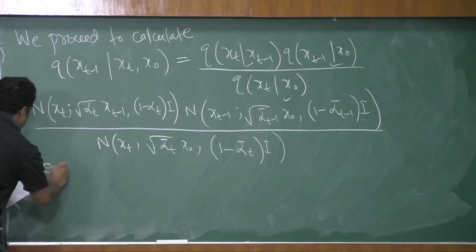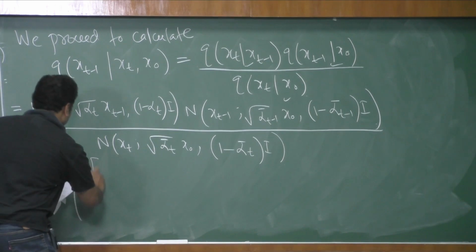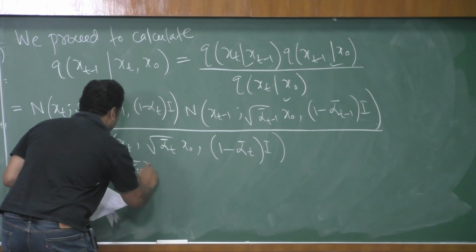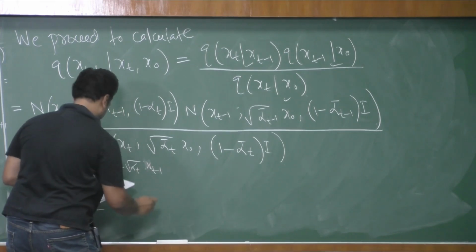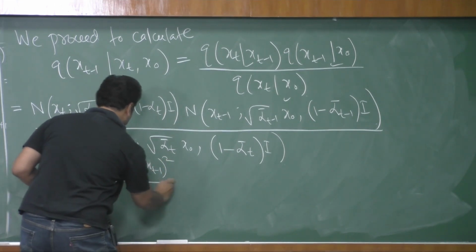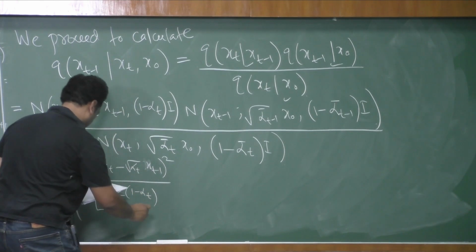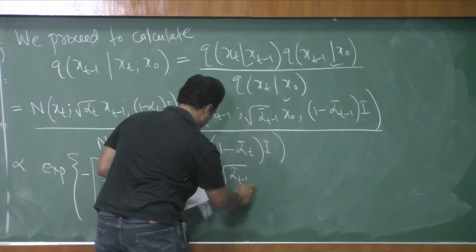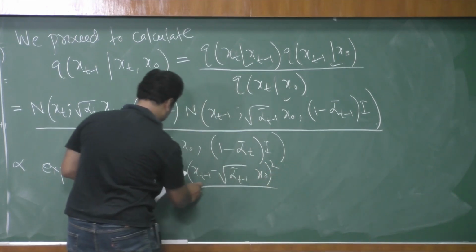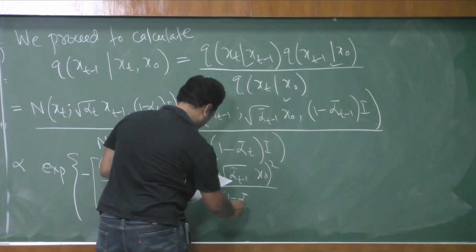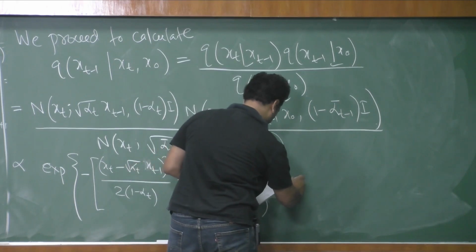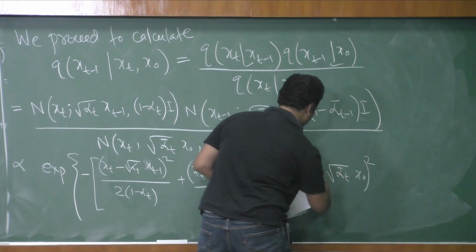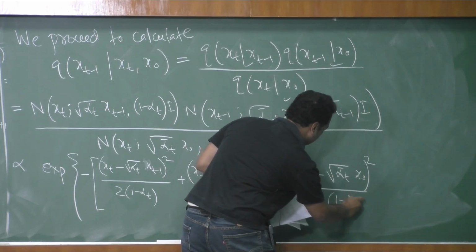So this is proportional to exp of minus xt minus square root of alpha t xt minus 1, squared, divided by 2 times 1 minus alpha t, and then plus xt minus 1 minus square root of alpha bar t minus 1 x naught, squared, divided by 2 times 1 minus alpha bar t minus 1, and then minus xt minus square root of alpha bar t x naught, squared, divided by 2 times 1 minus alpha bar t.